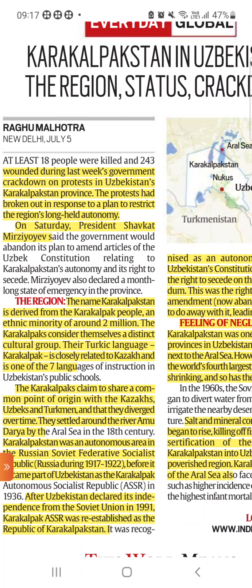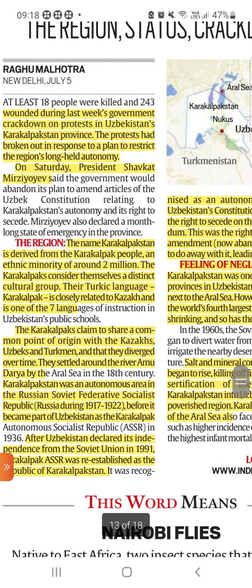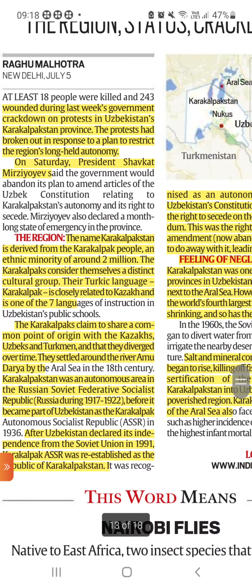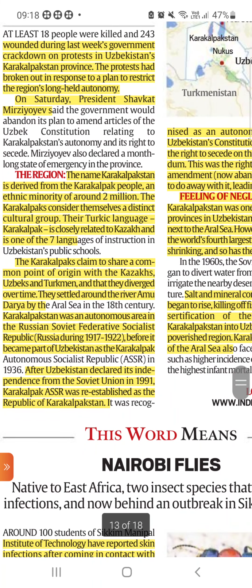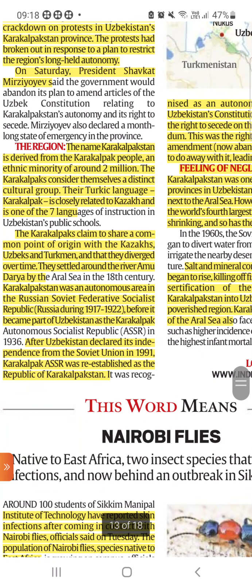At least 18 people were killed and 243 wounded during last week's government crackdown on protests in Uzbekistan's Karakalpakstan province. The protest had broken out in response to a plan to restrict the region's long-held autonomy. The name Karakalpakstan is derived from the Karakalpak people, an ethnic majority of 2 million. Karakalpaks consider themselves a distinct cultural group.